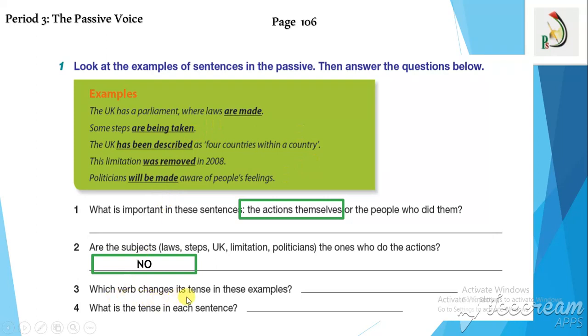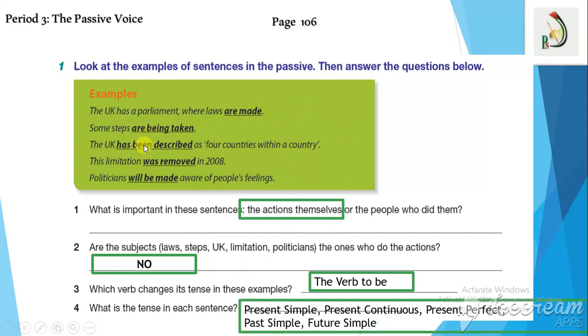Which word changes its tense in these examples? The verb to be. You can see that. Are, has, was, will. These are verb to be. What is the tense in each sentence? At the start of the slide, I told you about the tense. Present simple, present continuous, present perfect, past simple and future simple.